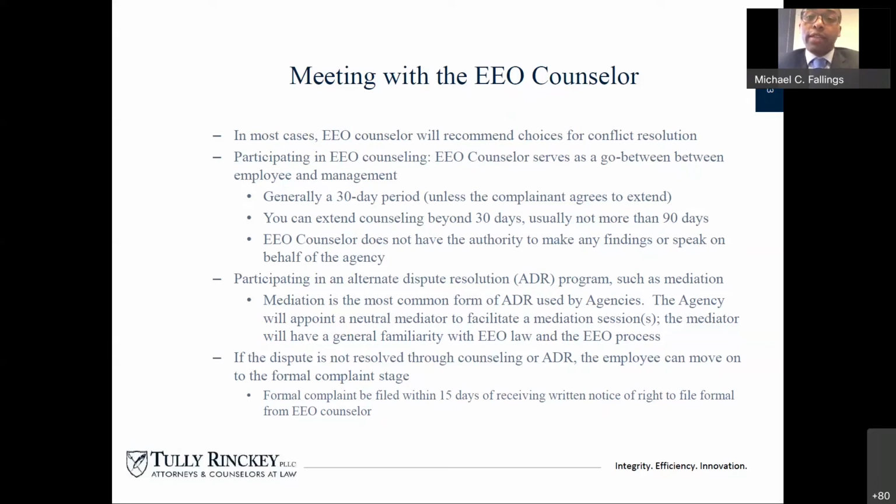If the dispute is not resolved through the traditional counseling or the ADR process, then you can move on to the formal complaint stage. The counselor will advise and provide a notice to you saying that if the case doesn't resolve, the formal complaint can be filed within 15 days of receiving the notice of right to file. And they'll also say in that notice that the informal complaint period is over.